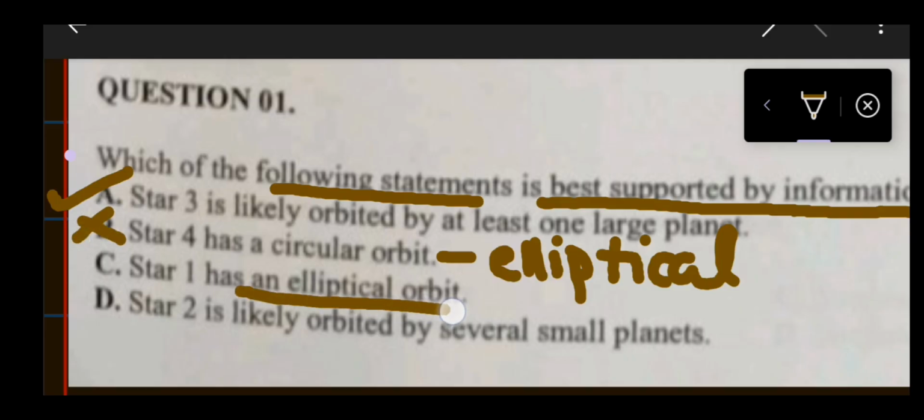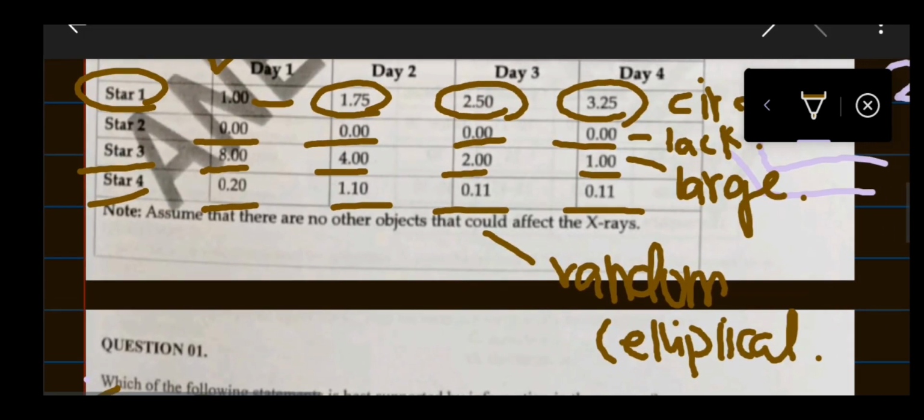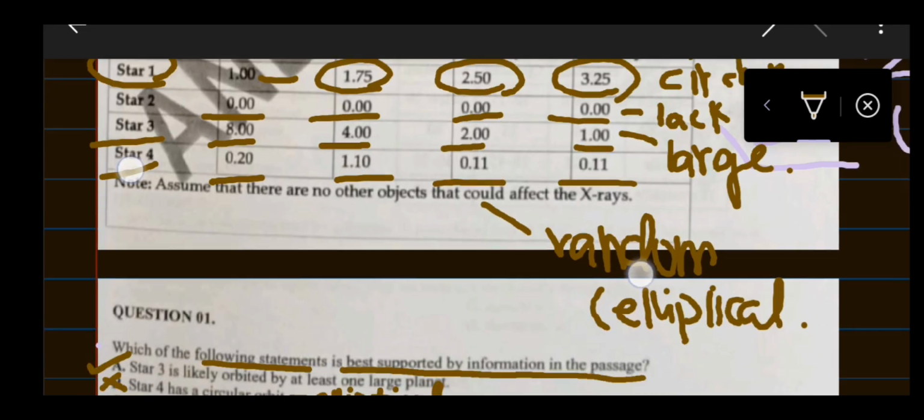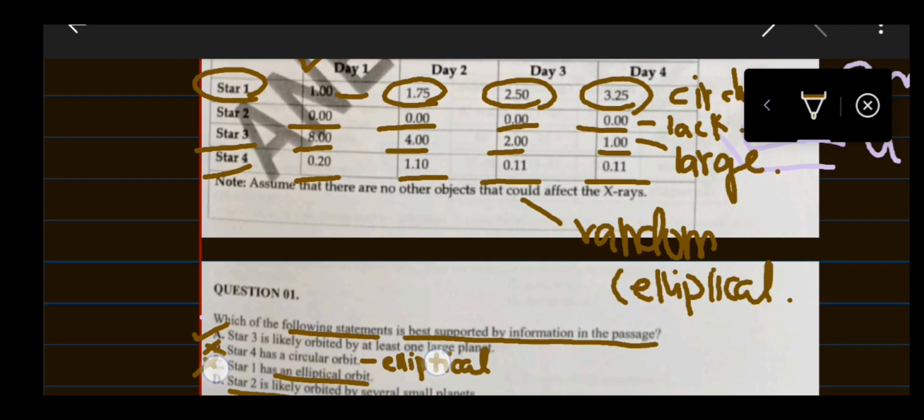Then star 1 is elliptical orbit. So here star 1 is 1, 1.75, 2.50, and 3.25. So this is not randomly increasing, but linearly increasing. So if linearly increasing, they follow circular, not elliptical. So this is also the wrong option. And star 2 is likely orbited by several small planets. So star 2 has no bend. There is a lack of planets, so this is also wrong. So our correct option will be A.